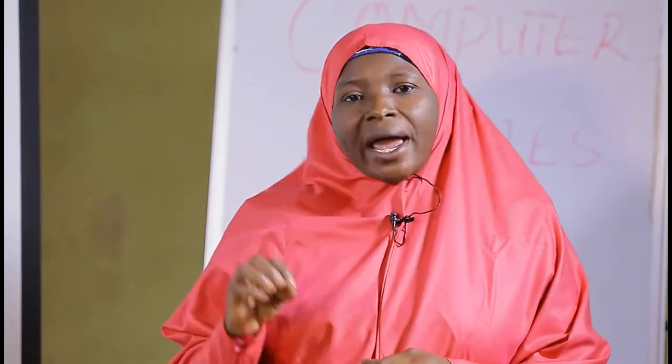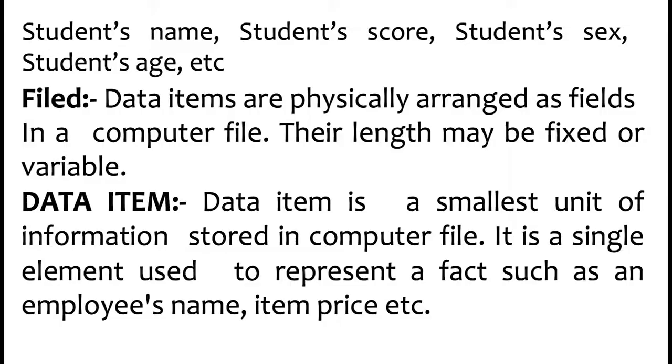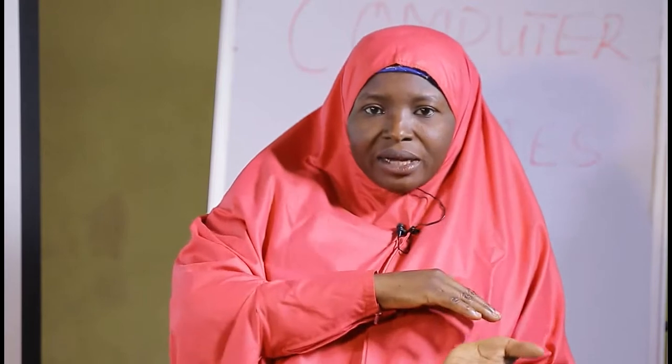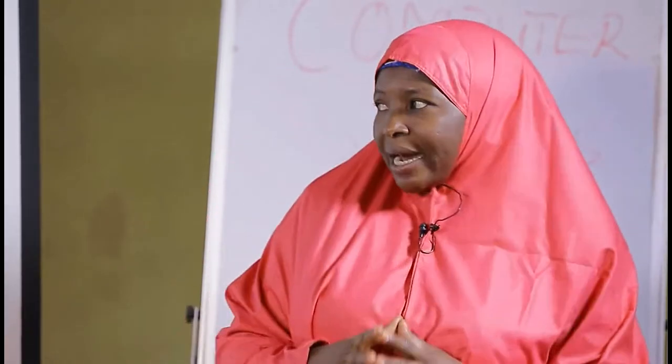That is the reason why I gave you the example of your student attendance register, because you are all familiar with the register. We have a field. Data items are physically arranged as a field in a computer file. Their length may be fixed or variable. So it may be a specific amount of characters or it varies. It depends on the characters that consist in the data item.